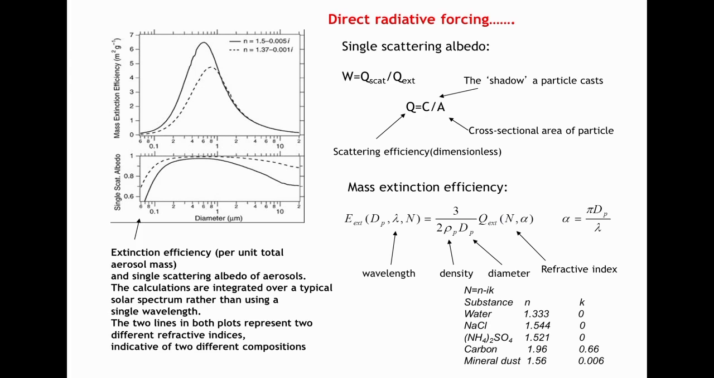So would the mass extinction efficiency go up if you had a higher particle load? What's the definition? Extinction efficiency per unit total aerosol mass. So if the total aerosol mass went up, the total extinction would go up, but the extinction efficiency wouldn't. Okay? Remember that it's per unit mass, so you'd multiply it by the amount of mass to get the extinction. If the single scattering albedo went up, would you have more or less scattering? More. If your single scattering albedo went down, you'd have more absorption.